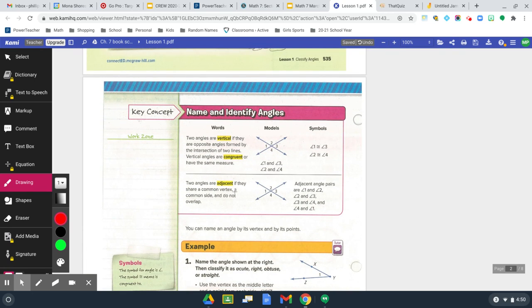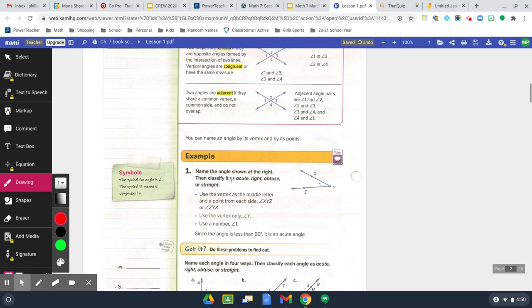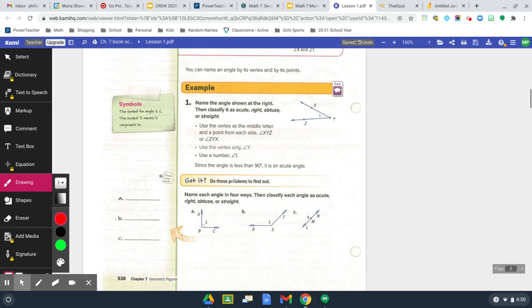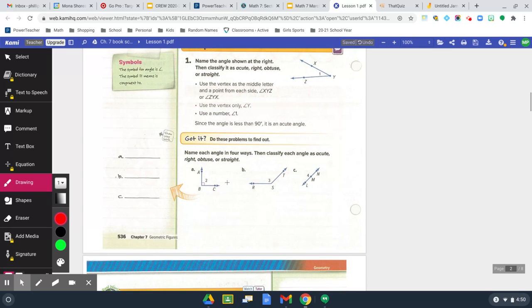So when you turn to page 536, right? Some of these we're going to get to tomorrow a little bit more. We're going to go to the bottom of page 536 in the Got It, and we're going to take a look at the directions here for A, B, and C. It says name each angle in 4 ways. Then classify each angle as acute, right, obtuse, or straight.